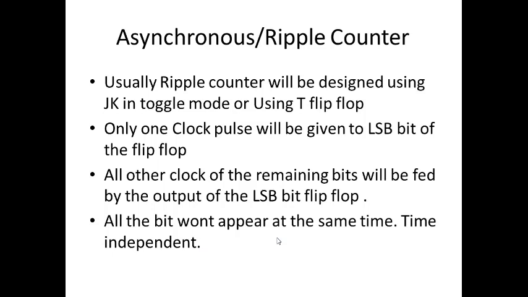So what is meant by an asynchronous or ripple counter? Usually the ripple counter will be designed by using JK in toggle mode or by using T flip-flop, and only one clock pulse will be given to the LSB flip-flop. All other clocks of the remaining bits will be fed by the output of the preceding bits. All the bits won't appear at the same time, and it is time independent. It is not synchronous to the same clock, hence it is said to be asynchronous or ripple counter.